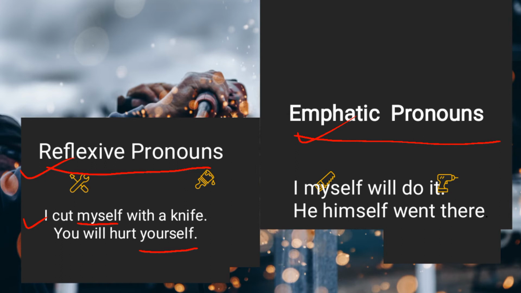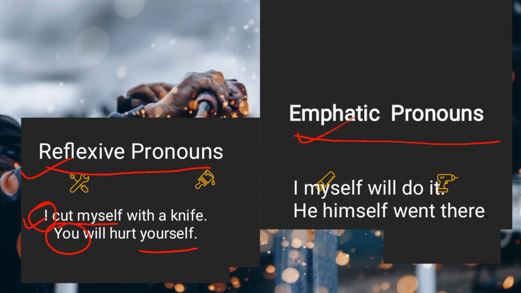Like myself, myself refers to I. Same, yourself refers to you. So I cut myself with a knife, you will hurt yourself. In these sentences, yourself and myself are acting as the object to the verb. Okay, and they refer to the same person or thing as that indicated by the subject of the verb. So these are called reflexive pronouns.